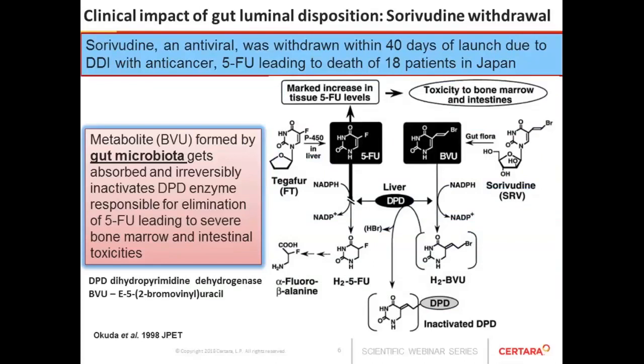And the main reason was that sorivudine is metabolized to BVU, which is 2-bromovinyl uracil, in the gut lumen via gut flora, and this metabolite actually gets absorbed into the system, and in the liver it irreversibly inhibits the enzyme DPD, which is responsible for the catabolism or degradation of 5-fluorouracil. So when these drugs were combined, which was not tested in the clinical trials, after approval that led to toxic concentrations of 5-fluorouracil because it is no longer metabolized, and that led to a lethal DDI.